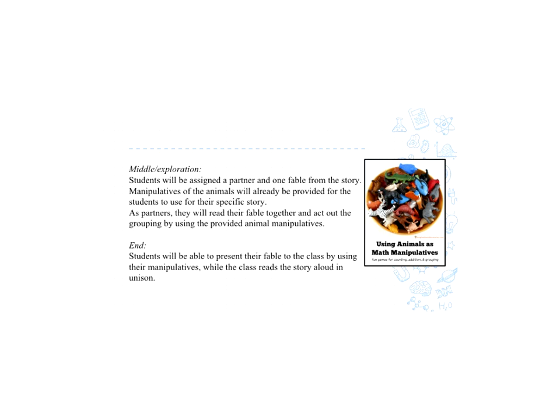They will read their fable together and act it out by grouping using the provided animal manipulatives. And then towards the end, we will have students be able to present their fable, since everyone will have a different one, to the class. They will use their manipulatives while the class reads the story aloud in unison.